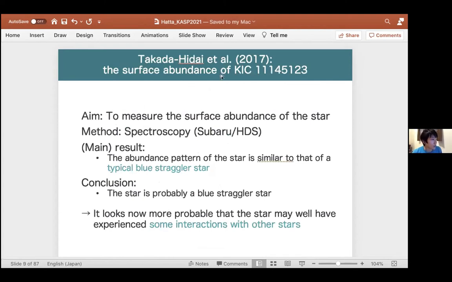Because KIC 11145123 could be such a strange star or blue straggler star, Takada-Hidai et al. 2017 measured the surface abundance of the star to know the star more, based on spectroscopy. Their main result is that the abundance pattern of the star is similar to that of a typical blue straggler star, concluding this star is probably a blue straggler star. So now it looks more probable that the star may well have experienced some interactions with other stars.